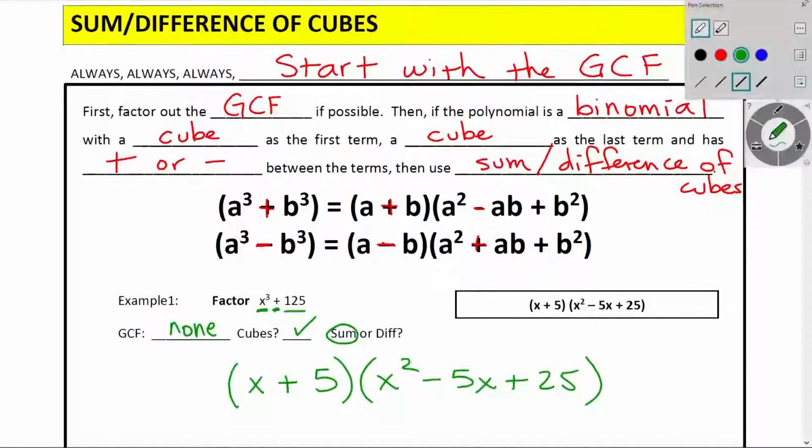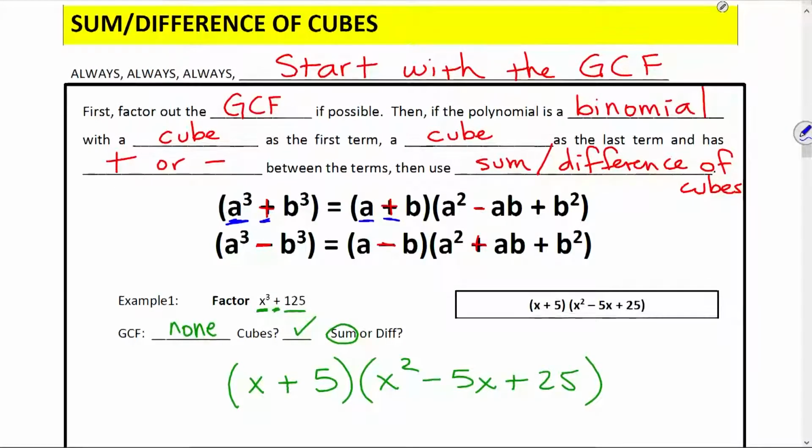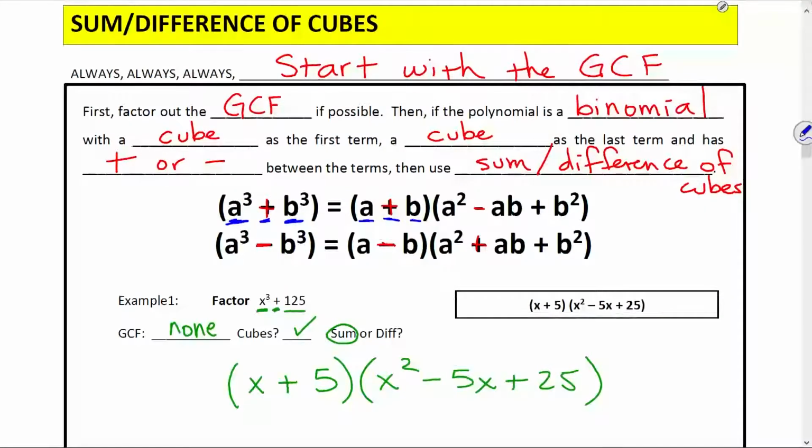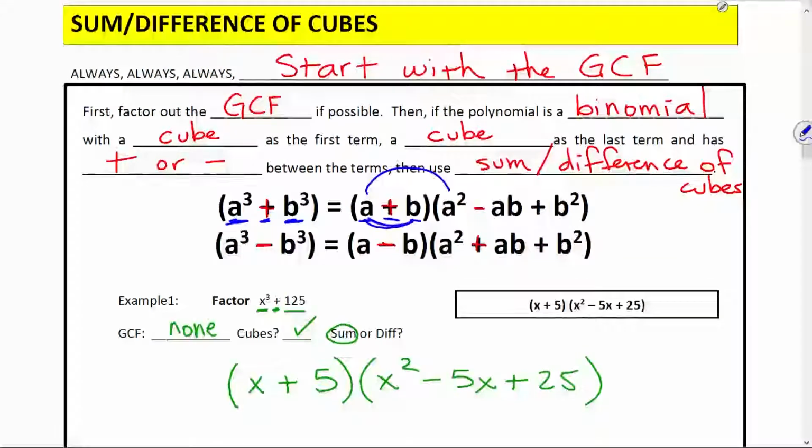Let's diagram this again. I guess it's up here. So I have this first, the cube root of this, same sign, the cube root of this, and then I square that. Okay, I do this times this, change the sign for this, and I have that last thing squared. Okay, there is kind of a lot going on there. Let's try one or two more.